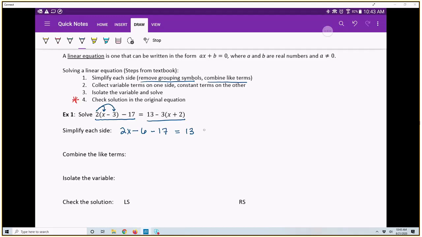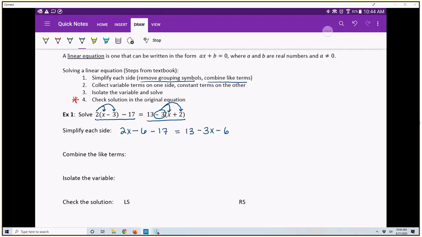So I write 13, and then I see that 3 is multiplied by x plus 2, but not only 3, negative 3 gets multiplied to x and to plus 2. So this is minus 3x minus 6. And again, I don't need the parentheses any longer. So then I want to combine like terms. What do we mean when we say like terms? Well, numbers are alike, so we can just do our usual notion of adding and subtracting numbers. Anything with the term x is alike.